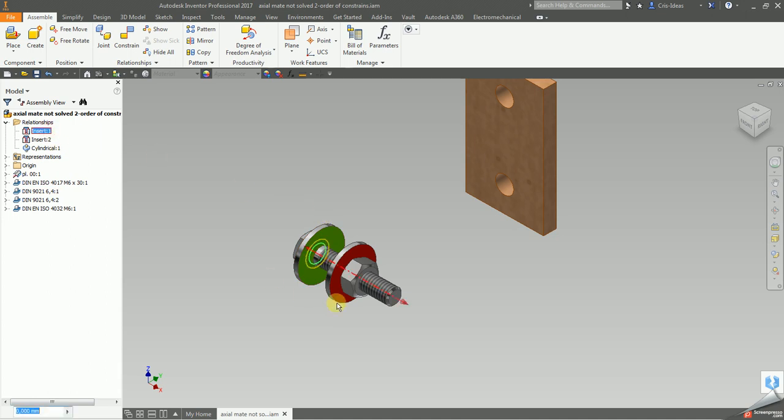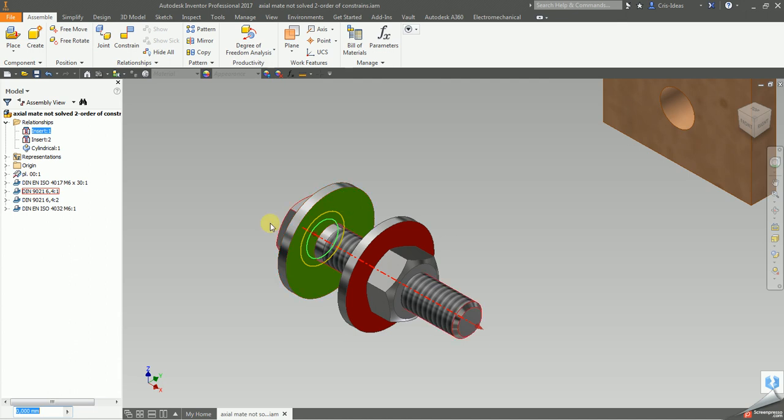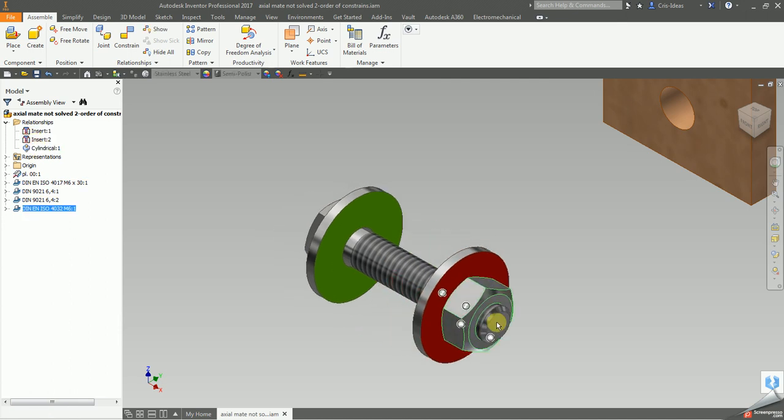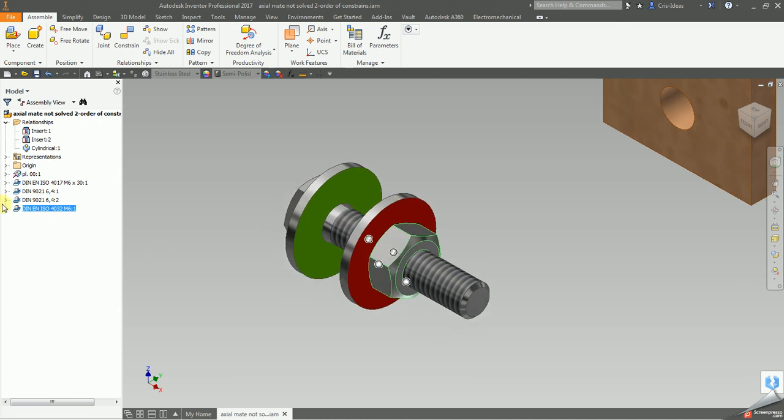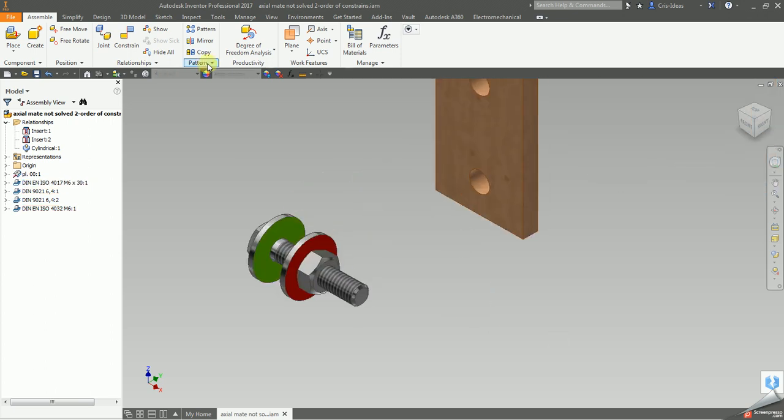So first insert constrains the washer and the bolt. Second insert constrains the nut and the washer, and a cylindrical constrains, what does it constrain? So probably it constrains the washer and the bolt. Probably, yeah. So basically this gives us the washers can rotate about the bolt, and this washer can also slide.